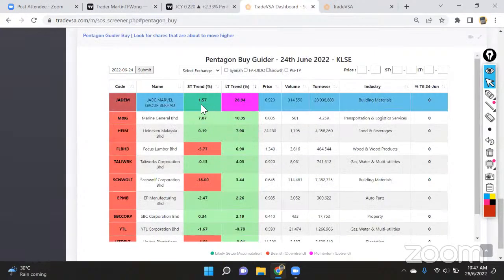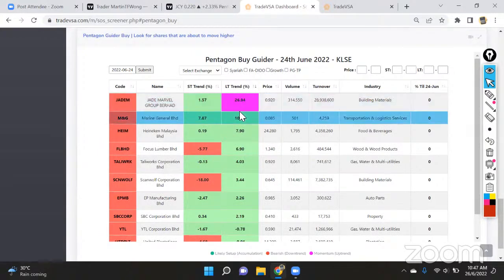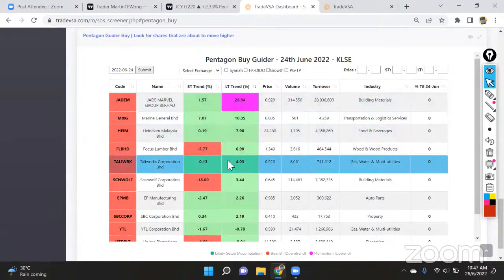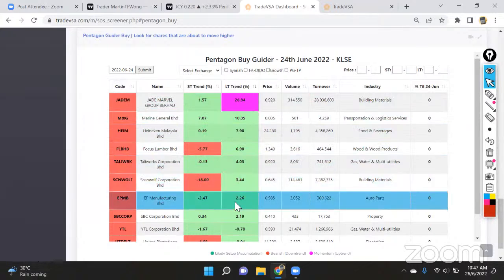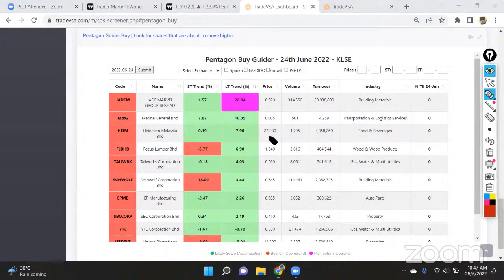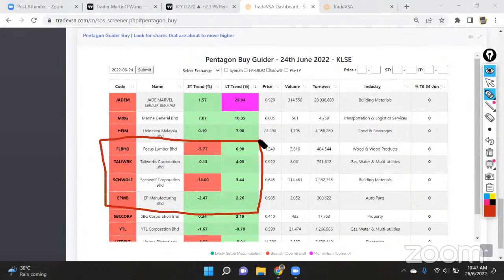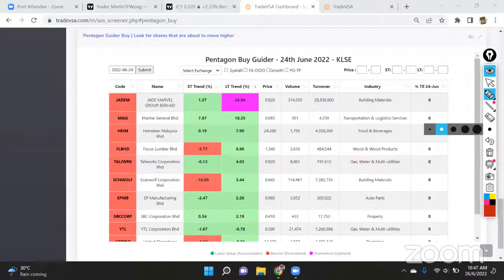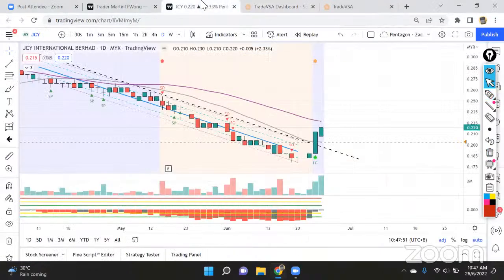JADEM looks like it's in uptrend, green Pentagon. Taliwork, scan move, EPMB, Focus Lumber. I'm interested in these 4, EPMB also. JADEM also comes with some volume. It's interesting, and this is uptrending. Let's try this 5 first. We got JADEM.